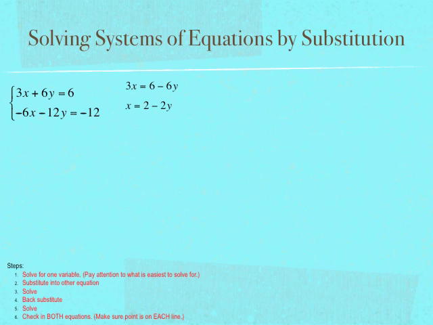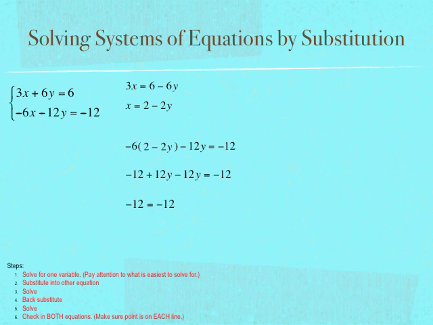So I'll rewrite that second equation, but instead of leaving a big old space for y, I'm going to leave a big old space for x, because that's what I solved for. So I have negative 6 times, big old space, minus 12y equals negative 12. Now I left that big old space there because there used to be an x there, and I want to put a 2 minus 2y in there. Next thing I'll do is distribute. Negative 6 times 2 is negative 12. Negative 6 times negative 2y is positive 12y. Subtract 12y equals negative 12.